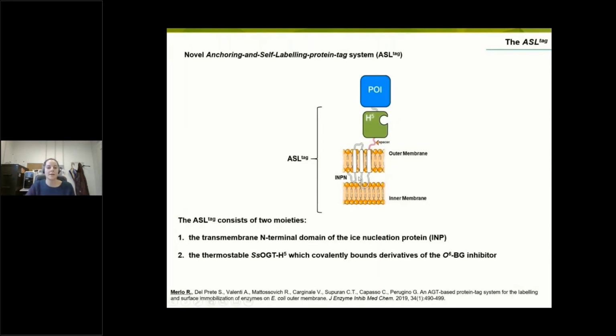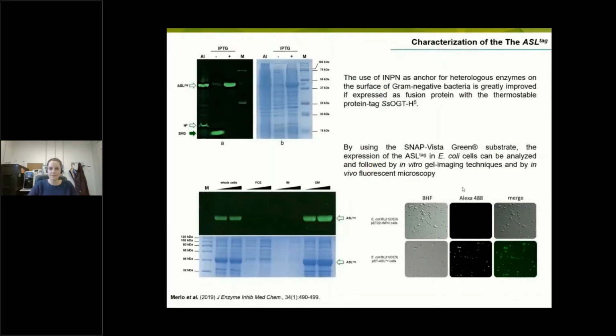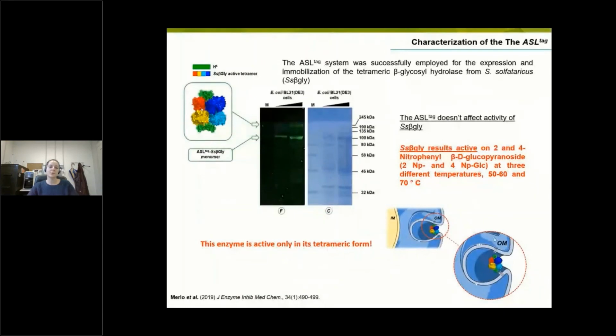One is the INPN domain, the transmembrane domain, and the other is the thermostable SNAP-tag H5. So first, we characterized the system by using SNAP-Vista Green substrate, as happened before, both in vitro by gel imaging technique, following the expression and the localization of the construct only in the outer membrane fraction, and in vivo by fluorescence microscopy, so in living cells. After that, we tested the AGT by fusing two enzymes of interest.